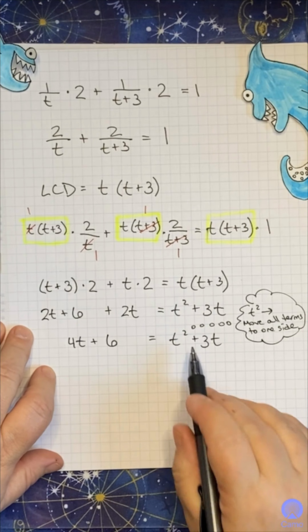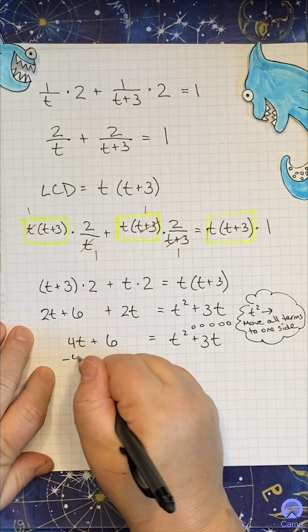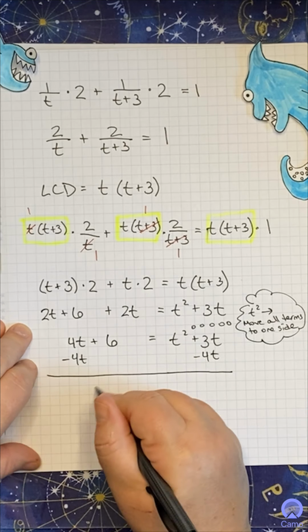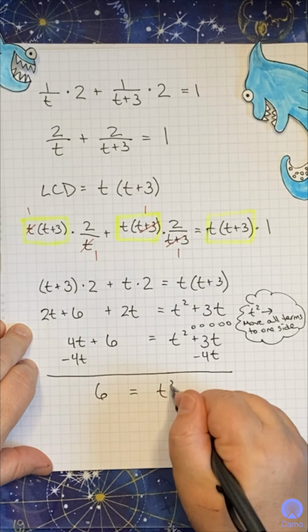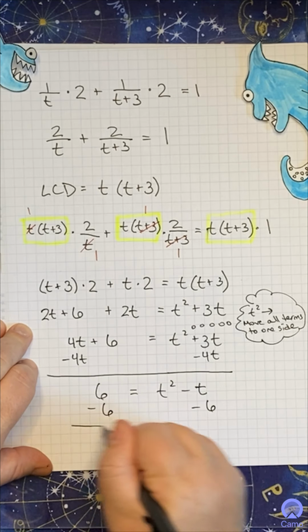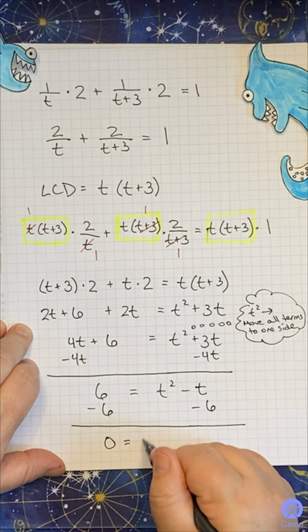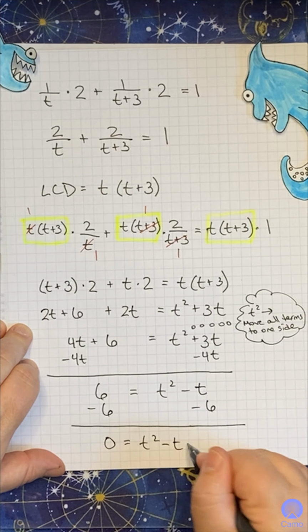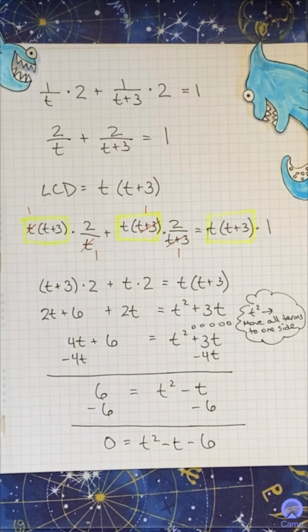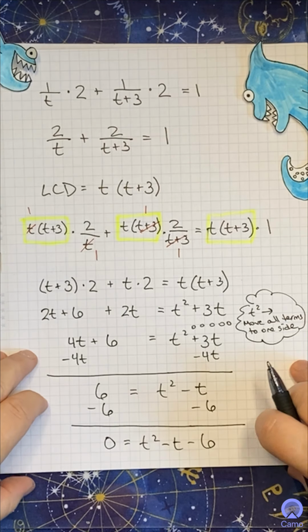Okay, so I'm going to move it over to the right. I'm going to subtract 4t, subtract 4t. I get 6 equals t squared minus t, minus 6, minus 6. 0 equals t squared minus t minus 6. Could I have subtracted them both in the same step? Absolutely. If you're comfortable doing that, do that. So far, so good. Woohoo.